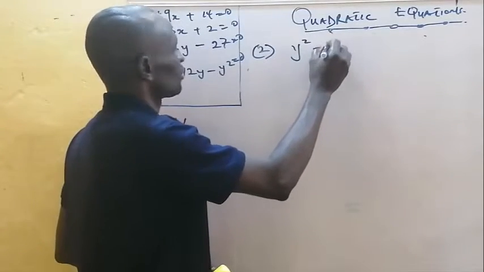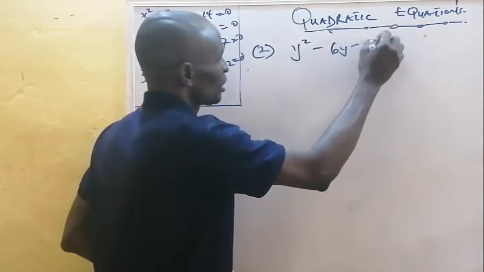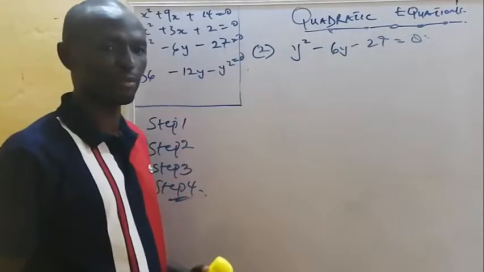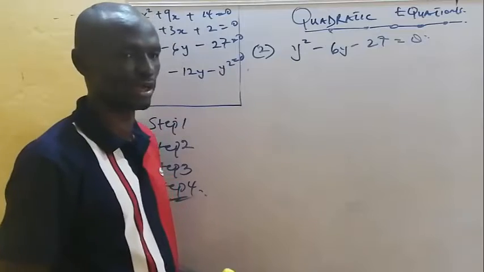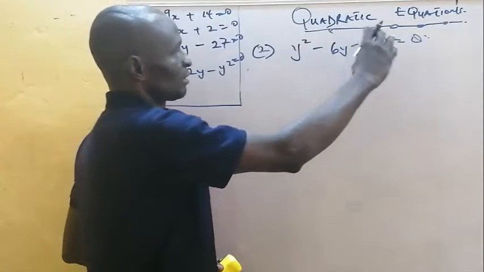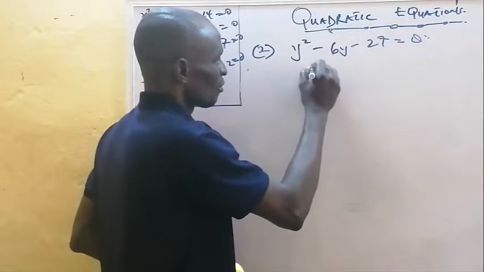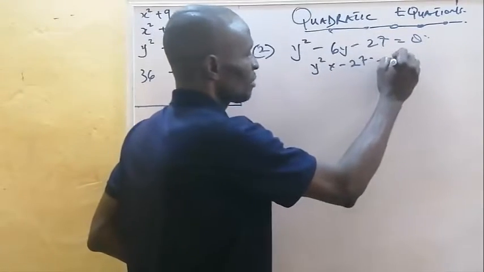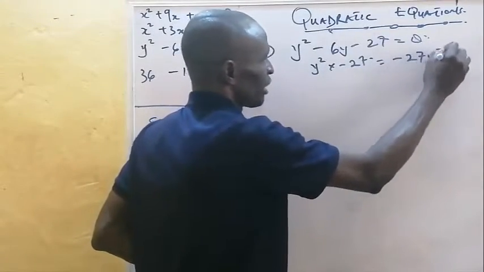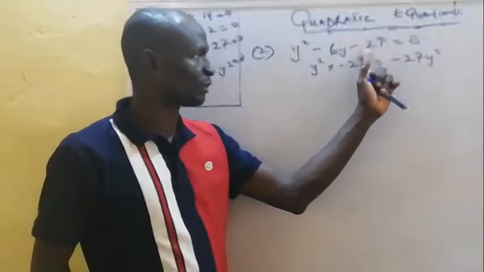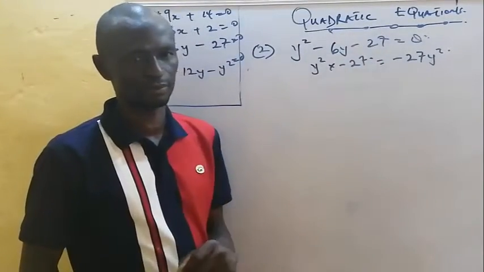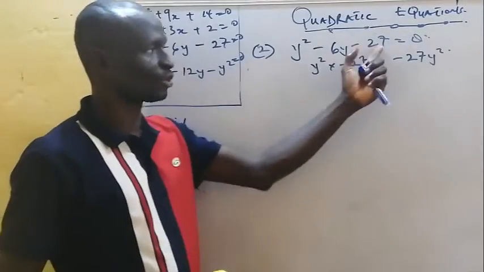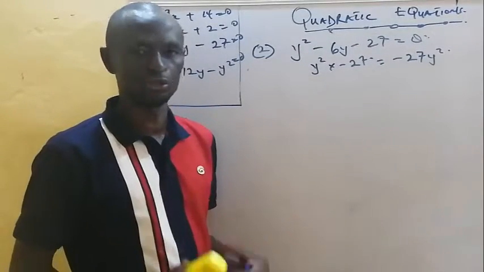y squared minus 6y minus 27 is equal to 0. If y squared minus 6y minus 27 is equal to 0, multiply the first part by the last. Now, y squared multiplied by minus 27 equals minus 27y squared. Note, I did not just pick 27 and throw away the minus. This is where a lot of students make mistakes. You pick the 27, you throw away the minus, you get it wrong.